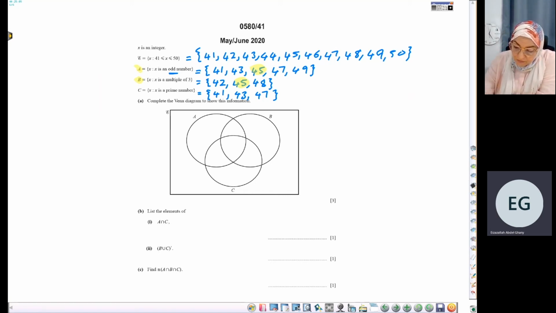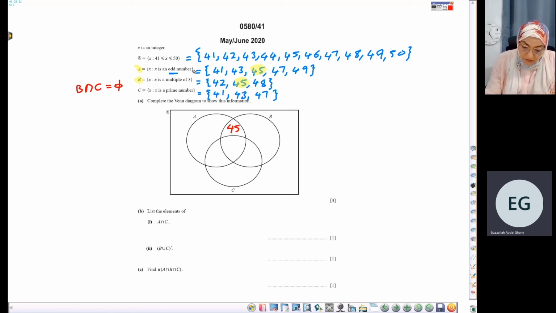Where to write this 45? It should be written between A and B in the middle. Here is 45. This is how to decide the common elements. And we said before that nothing is common between B and C. It means B intersection C is nothing, the null set.